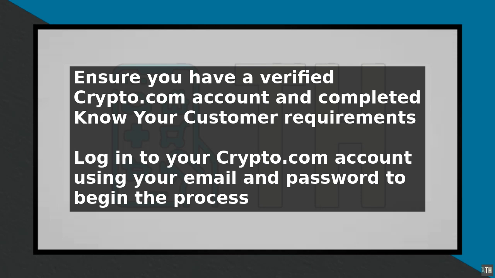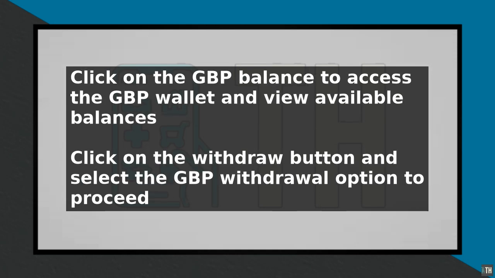First, log into your Crypto.com account using your email and password. Once logged in, navigate to the Accounts section, where you will see a list of your available balances. Click on the GBP balance to access the GBP wallet. Next, click on the Withdraw button, and then select the GBP Withdrawal option.